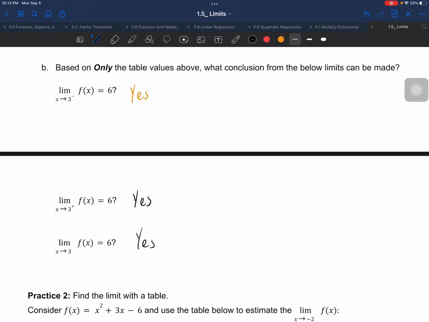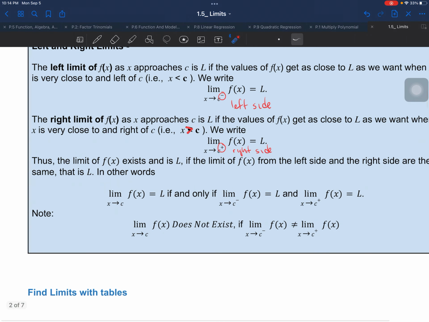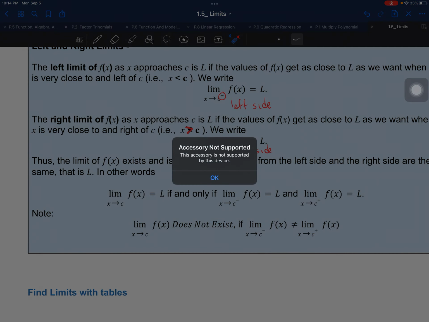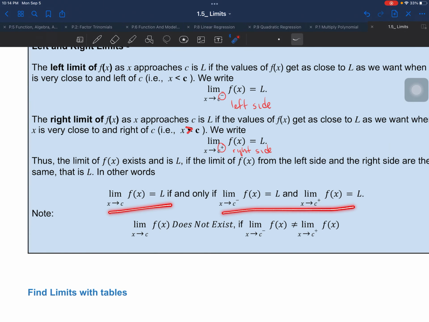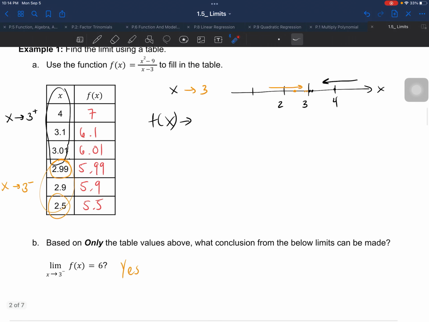How do we know that? Because in order for this to exist and to be 6, these two need to be 6 as well, right? They have to come from the left side and right side. They have to both be the same number in order for this to exist. So that means that in our conclusion over here, this is going to exist if those two exist.